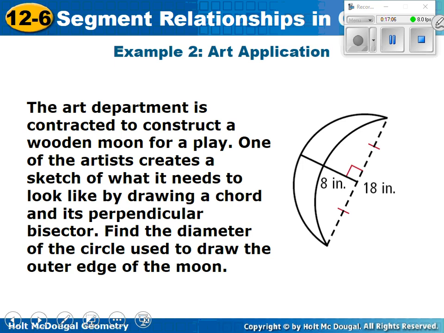Okay, so it says the art department is contracted to construct a wooden moon for a play. One of the artists creates a sketch of what it needs to look like by drawing a chord and its perpendicular bisector. Find the diameter of the circle that is used to draw the outer edge of the moon.